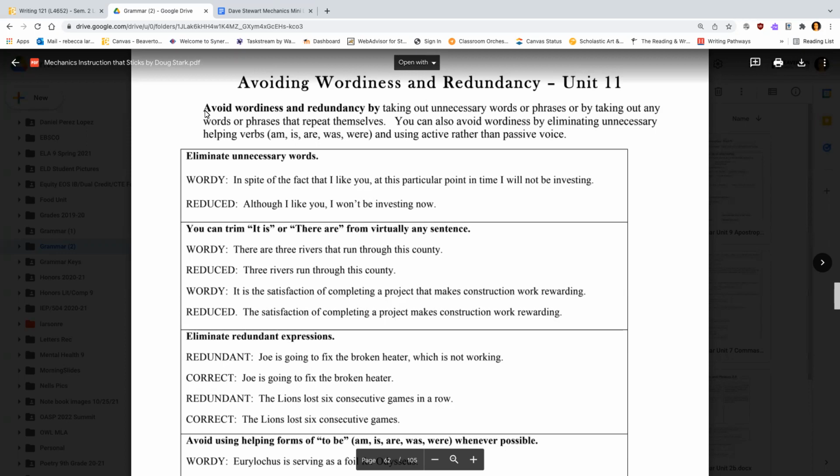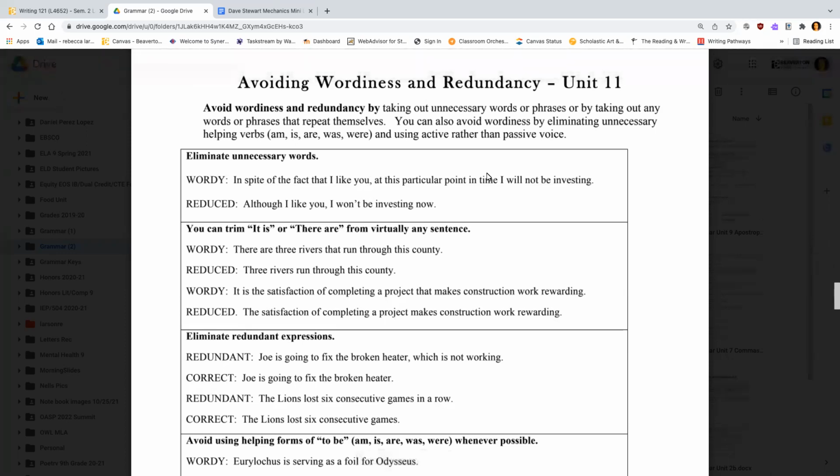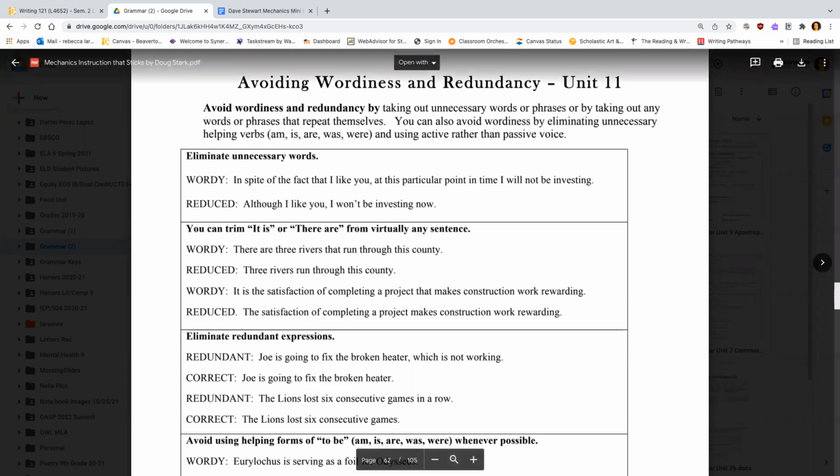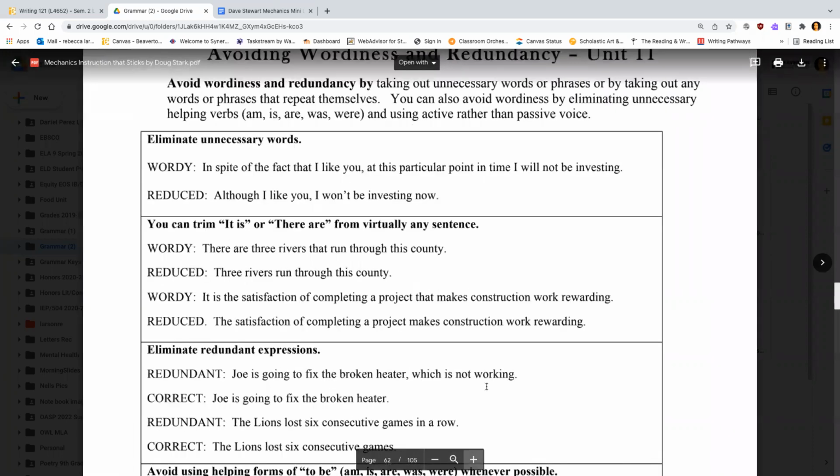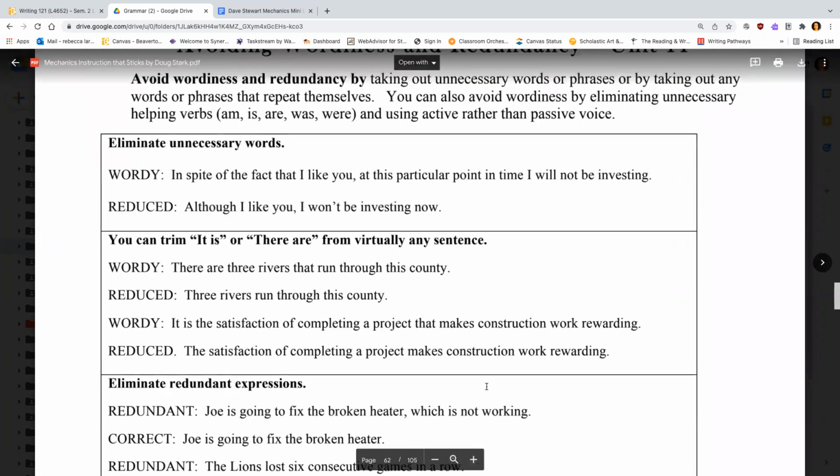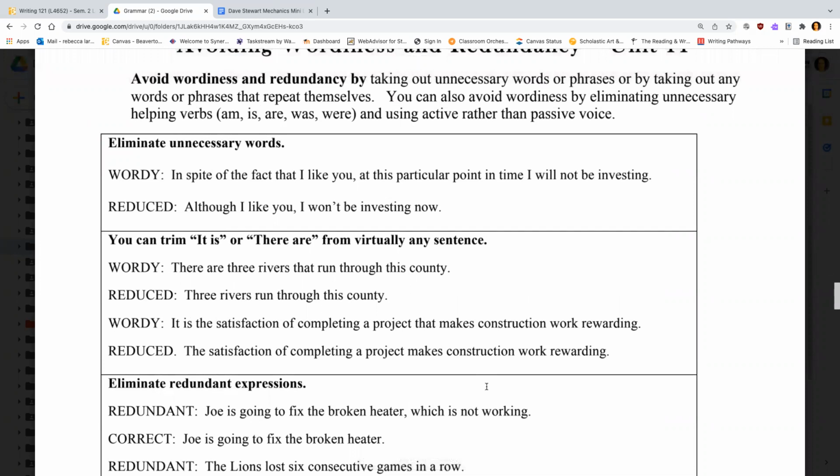You could also avoid wordiness by eliminating unnecessary helping verbs like am, is, are, were, was, and using active rather than passive voice. So from the very first lesson, when we talked about active verbs, this is key as we have learned. So one of the first things you could do is eliminate all those unnecessary words. I think students really struggle with this because you have been taught that we have to write in a certain way that creates this big flowy type writing, which we of course know is not necessarily good writing.